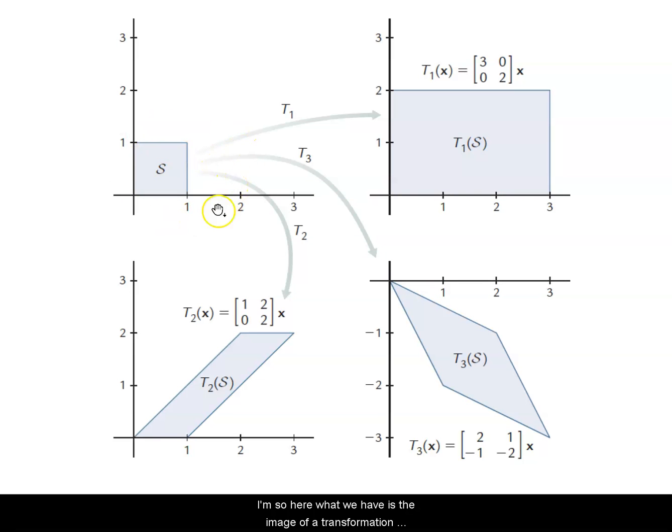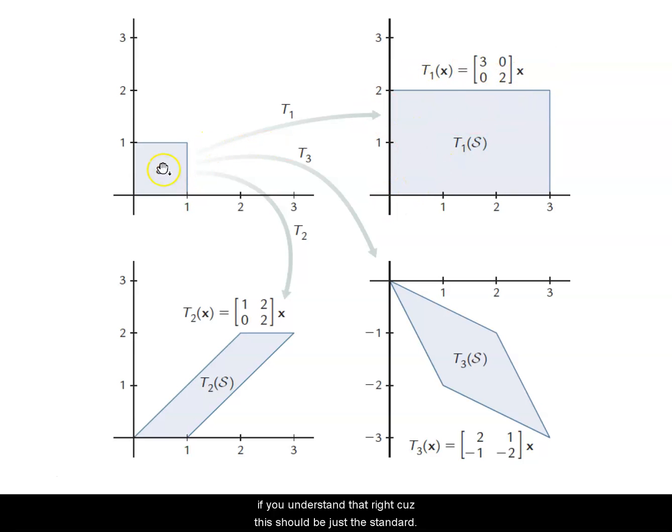So here what we have is the image of a transformation of the unit square. So the unit square has lengths of 1. And what that transformation looks like under different sorts of changes. Okay, so as you can see, we have a shear and a growth, an expansion. Right here we just have an expansion in 2 different directions. So here the x direction has been expanded by a factor of 3, and the y direction has been expanded by a factor of 2.